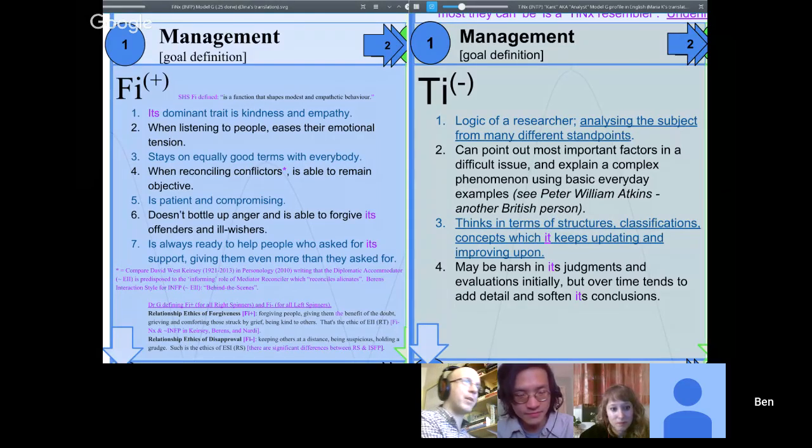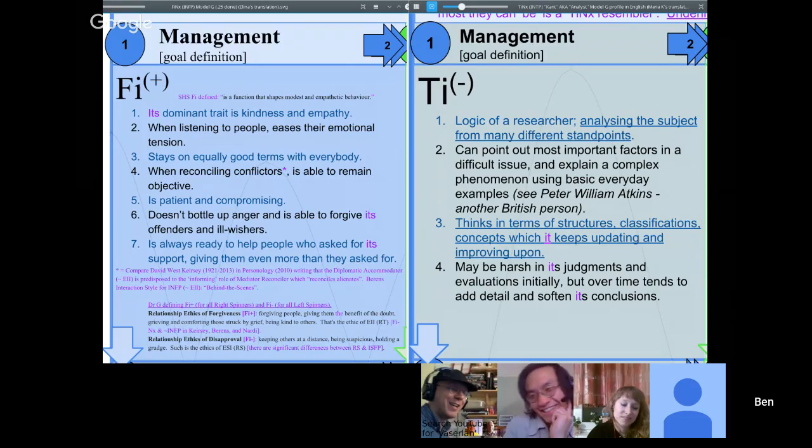And so we can see the difference, because the whole point of this hangout was the idea of Monica, and it's a very good idea. And so we can see how you line up Monica with these two lead functions. So what do you think of that first one on the left in FI+? Oh, what do you think, Ben? Is my dominant trait kindness and empathy?